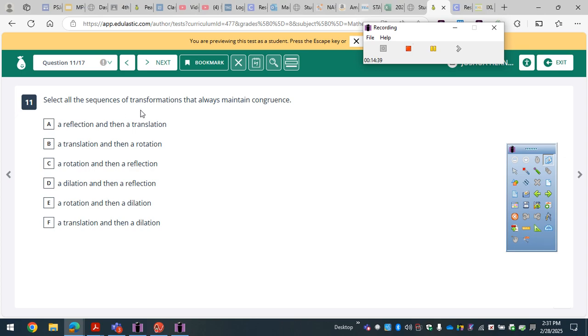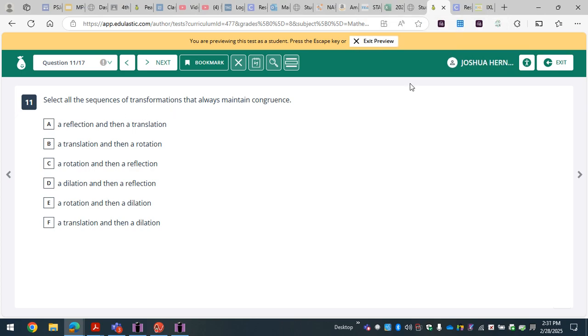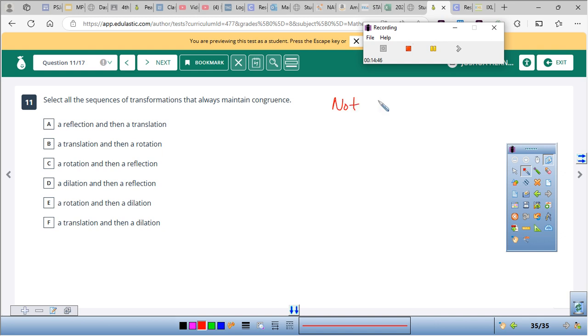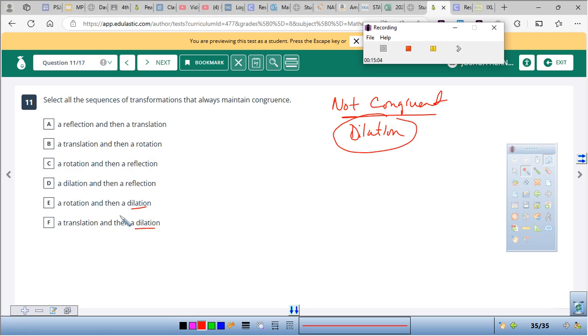Select all sequences of transformations that always maintain congruence. Okay, this one's really easy. Not congruent is going to be dilation. Multiply, right? To dilate. So anything that has the word dilation is not congruent. And they want everything that is going to maintain congruence. So I'm going to go down to the keyword dilation. Dilation, these are out. Oh look, there's a dilation here, that one's out. And no, anywhere here is dilation mentioned, so that's an answer, and that's an answer. Again, dilation is not congruent, and these want to maintain congruence. Congruence means it stays the same size, guys.